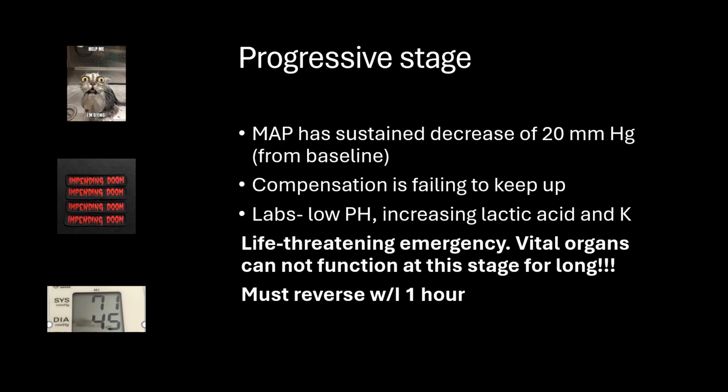What are you going to see? This is when your MAP actually decreases by 20 millimeters of mercury from the baseline. Your compensation is no longer keeping up, causing your pH to continue to drop. Your lactic acid continues to go up, yielding the low pH. And then that potassium level continues to go up as well. Vital organs cannot function very long at this stage, so we must, again, catch this.